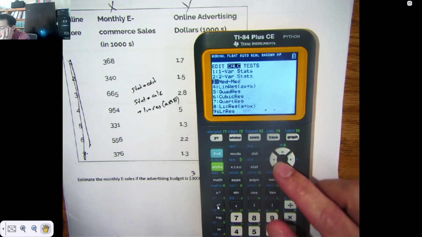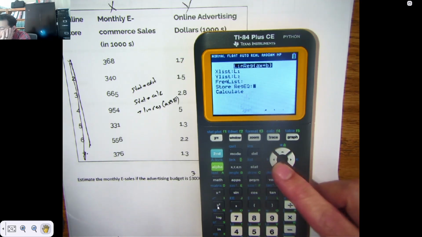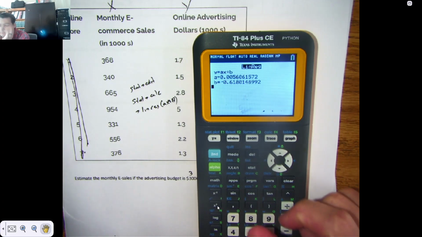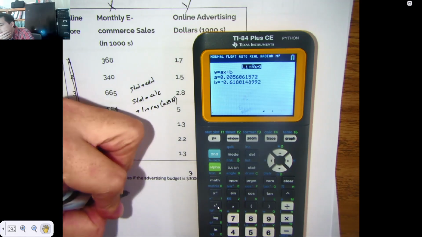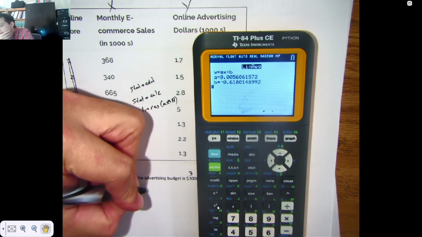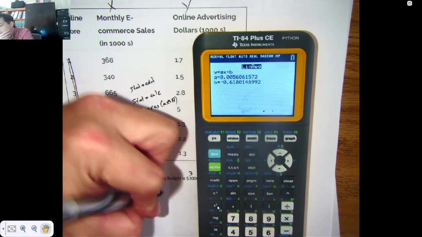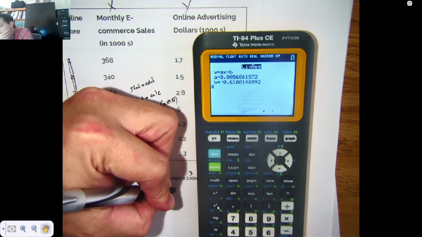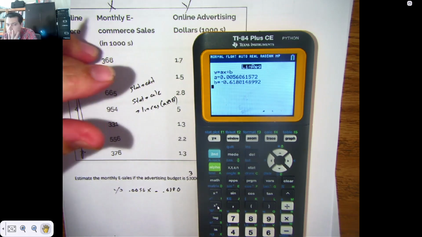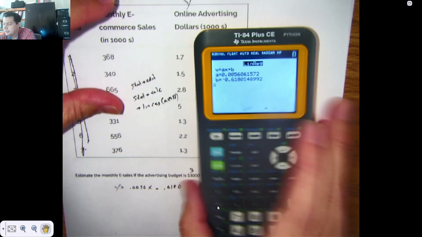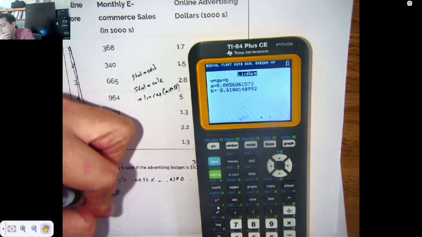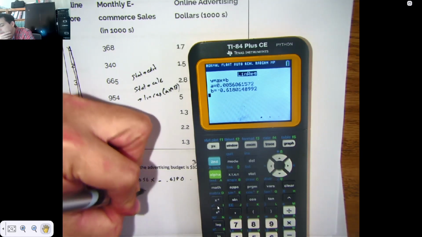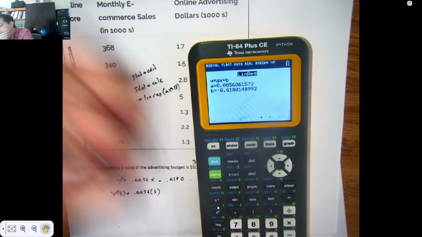Stat, calc, linear regression. Scroll down to calculate. Bam. There she is. I think it says along the top on this sheet that everything should be taken to 4 decimal places. So it is 0.0056x minus 0.6180. Because I said 4 decimal places, right? That's what I said. Anyways, you want to know what happens when you plug a 3 in. 0.0056 times a 3.